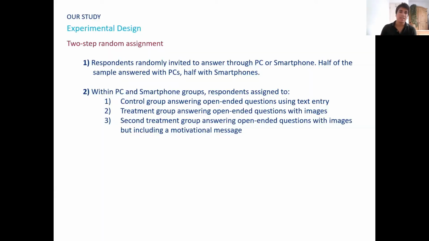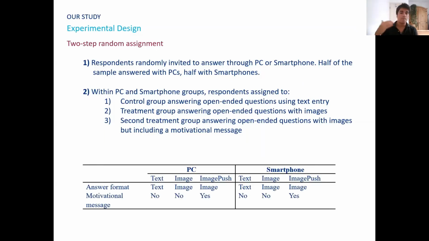To do so, we designed an experiment based on a 2-step random assignment. The first step was that respondents were randomly invited to answer through PCs or through smartphones. So half of the sample answered with PCs and half answered with smartphones. Within those device subsamples, respondents were assigned first to a control group answering open-ended questions using text. Others were assigned to a treatment group answering open-ended questions, but with images. And finally, some were assigned to the second treatment group answering open-ended questions with images, but this time including a motivational message. And we will refer to those as PC text, PC image, PC image push, smartphone text, smartphone image, and smartphone image push.